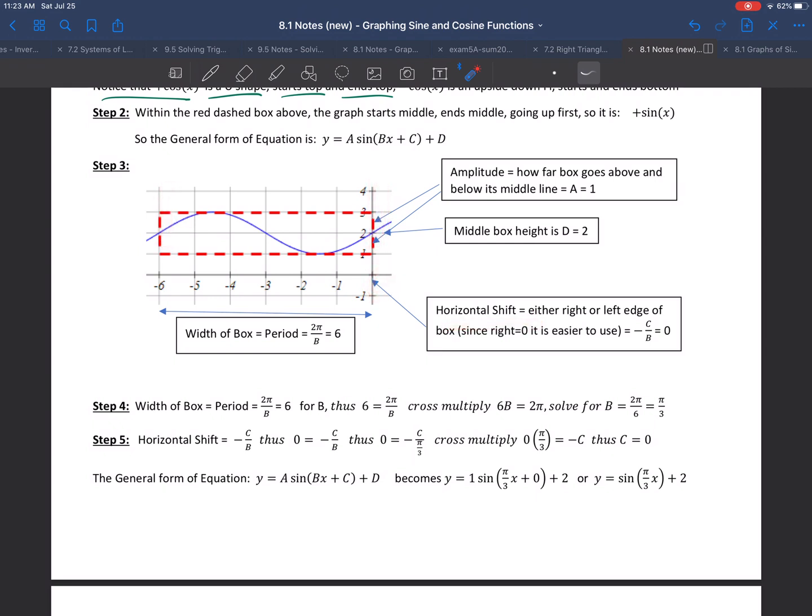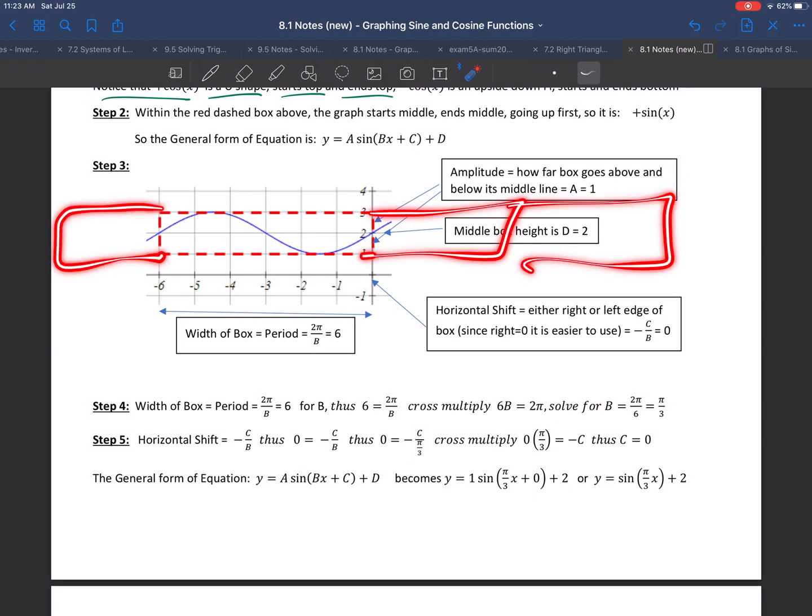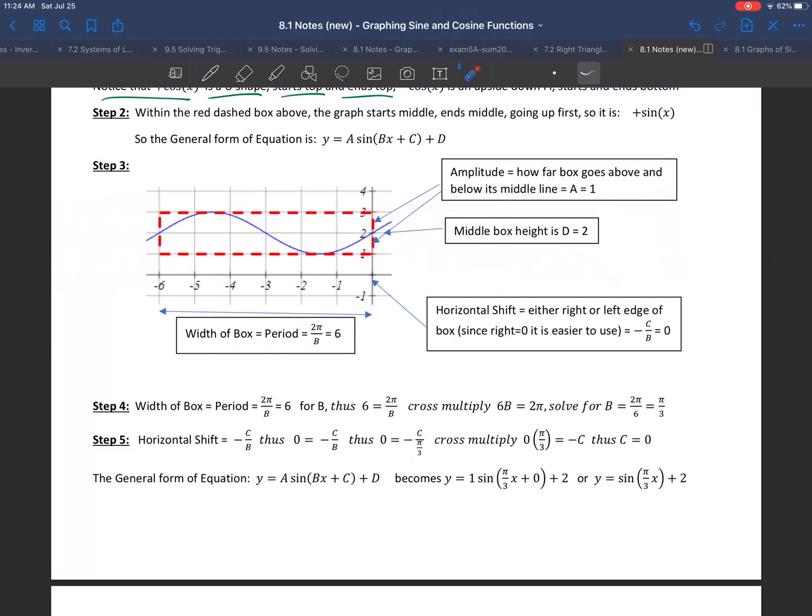You're saying, where does the box begin? And again, begin could be right or left because there's going to be another box there and another box there. It just repeats forever. So you can use either edge. You're saying, what's the shift? Where has the beginning been shifted? Well, not at all. The box starts right on 0. The next box, right, will begin right on 0. So the horizontal shift, and the formula is -c over b, is 0.